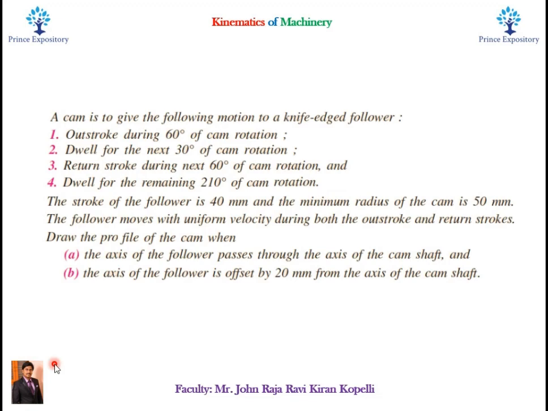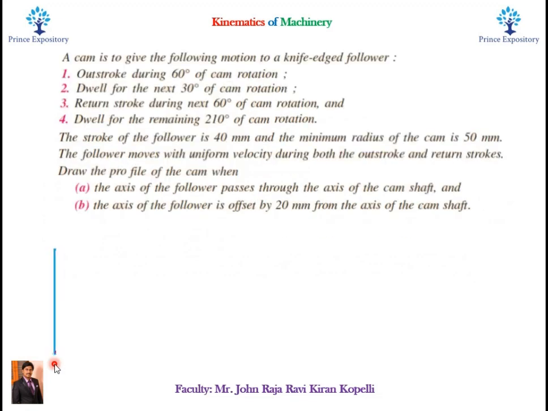In this way, the information will be given in the question. So, outstroke 60 degrees, dwell 30 degrees, return stroke 60 degrees, and finally dwell 210 degrees all together combine to form 360 degrees of the cam rotation. With this displacement diagram, we will come to know at which stroke the position of the follower is. The position of the follower is identified through this displacement diagram.